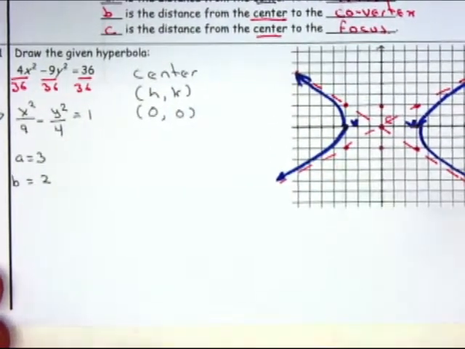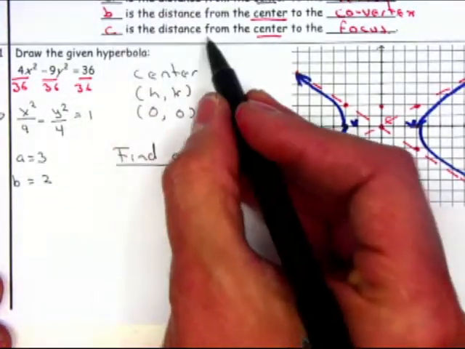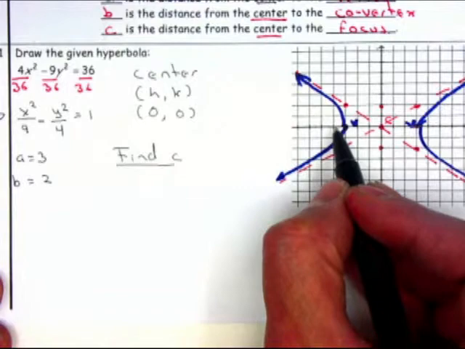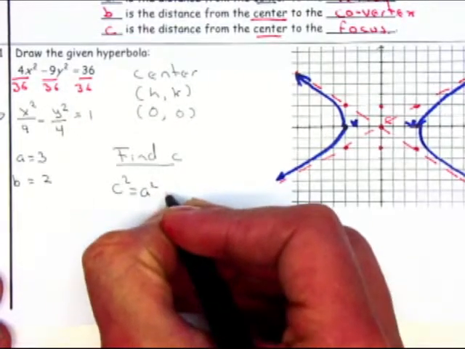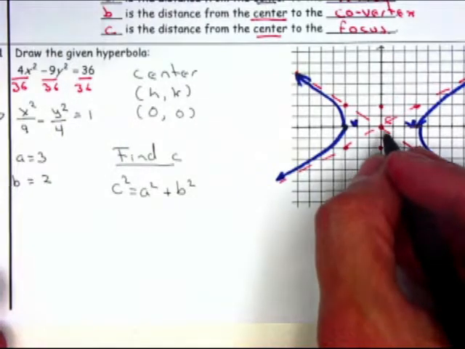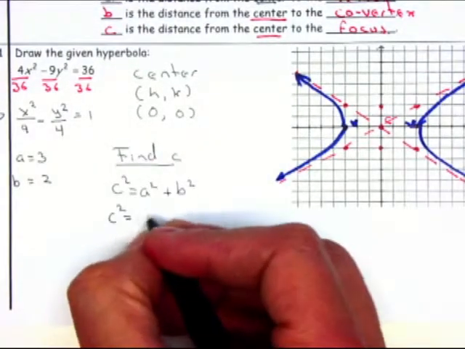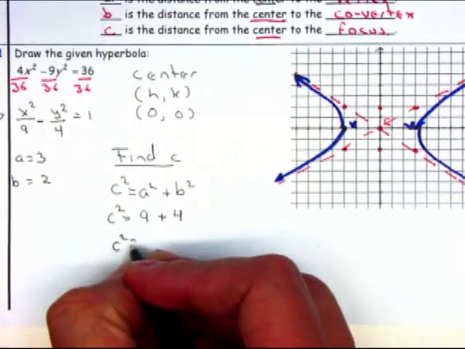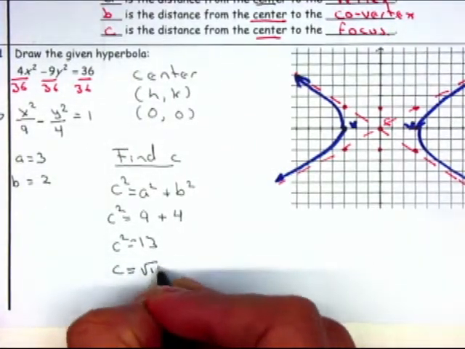Now I need to be able to find my focus. In order to find my focus, I need to find C. Remember, C is the distance from the center to the focus. So once I find C, then I can take the distance and locate my focus. We're going to use the formula above. C squared is equal to A squared plus B squared. C squared is what we're looking for. A squared will be 9 and B squared will be 4. I'm going to simplify. So C squared is equal to 13 and C is equal to the square root of 13.